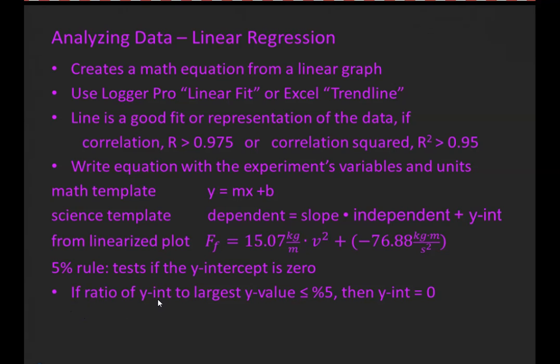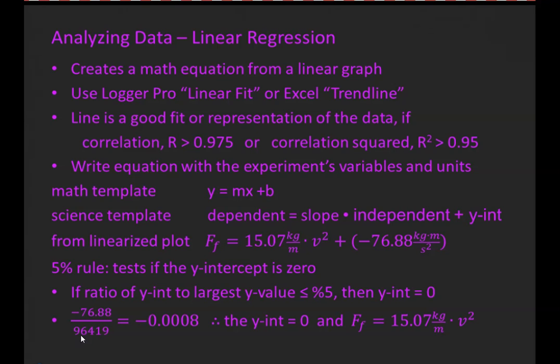You take the ratio of the y-intercept to the largest y value from your data table. If that ratio is less than 5%, then the y-intercept is really 0, and we're going to ignore it when we write our equation. So let's apply this 5% rule to our example here. The y-intercept from our linear regression was negative 76.88 kilograms meters per second squared, which is also the same as a Newton. I eliminated the units here because we're just interested in the ratio.